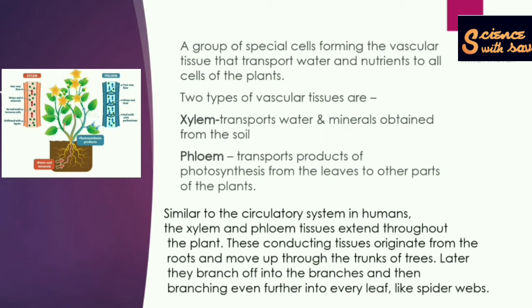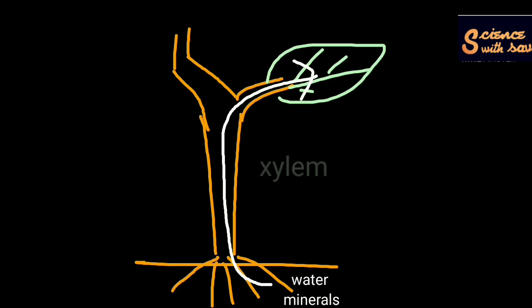So the two types of vascular tissues are the xylem and phloem. Now let's see what their functions are. The xylem transports water and minerals obtained from the soil. The plant prepares its own food by photosynthesis. We know it very well. For that, the plant needs water and minerals from the soil.